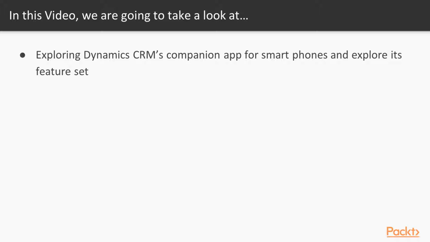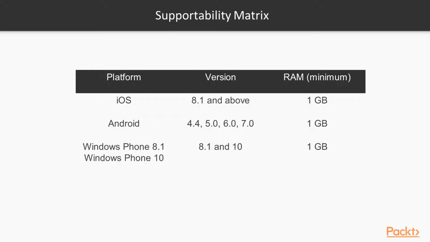But first, we should see which devices and configurations are supported here. So let's quickly take a look at the supportability matrix. This Dynamics CRM Mobile client is available on iOS devices with version 8.1 and above. For Android, it supports 4.4, 5.0, 6.0, 7.0 with a minimum RAM of 1 GB. In simple terms, with all the latest Android phones you are good to go with this mobile app. And then we have Windows Phone 8.1 and Windows Phone 10 support, again with a minimum RAM of 1 GB.